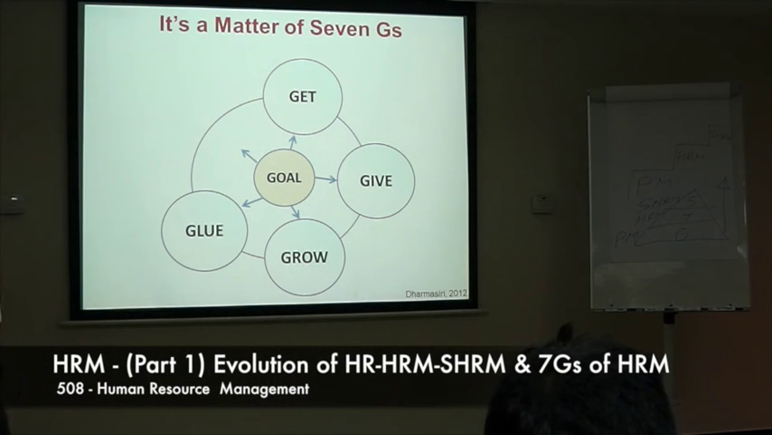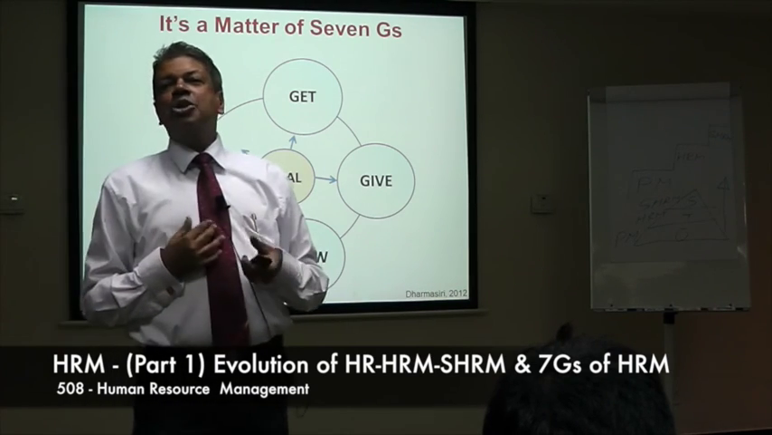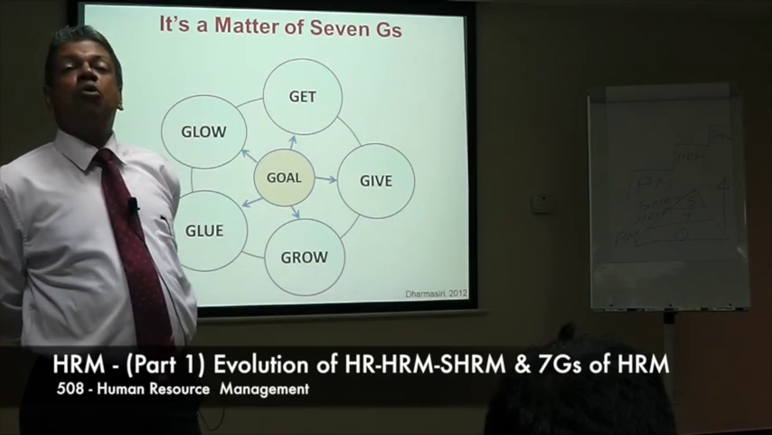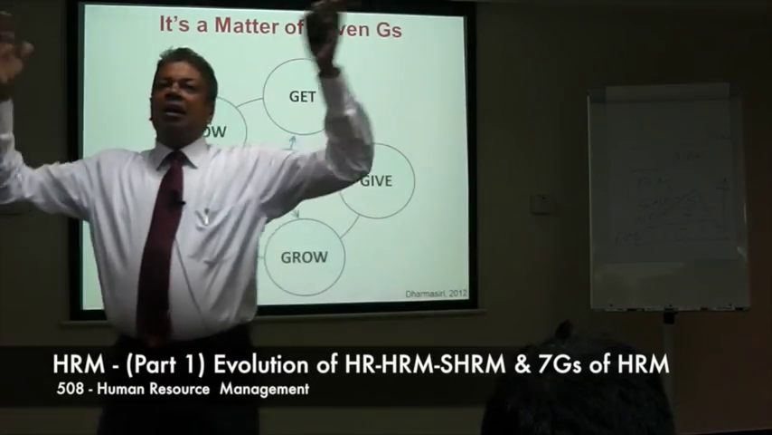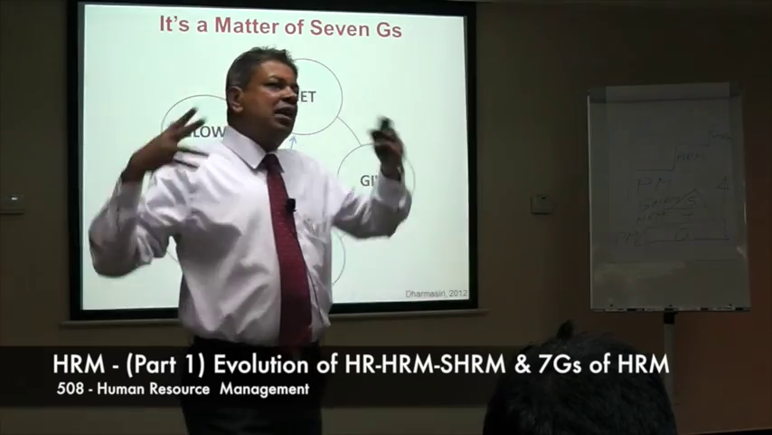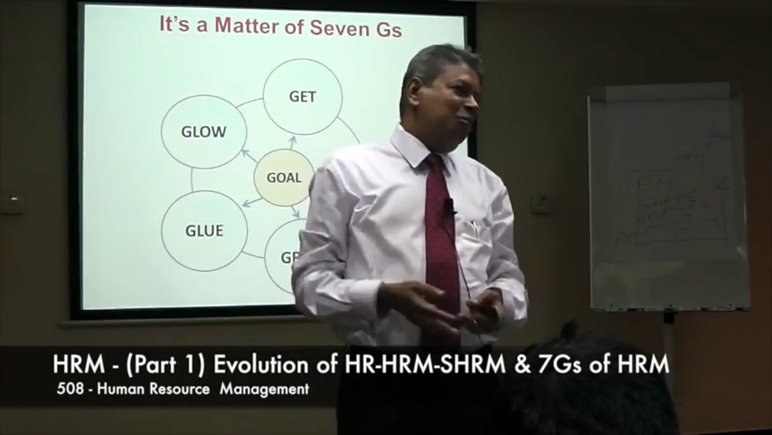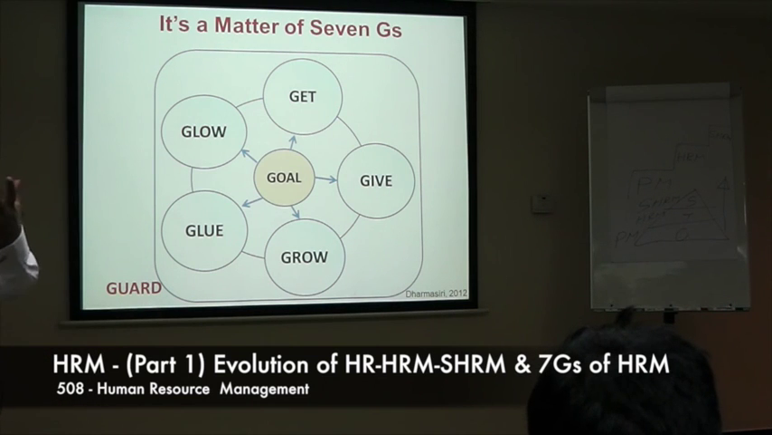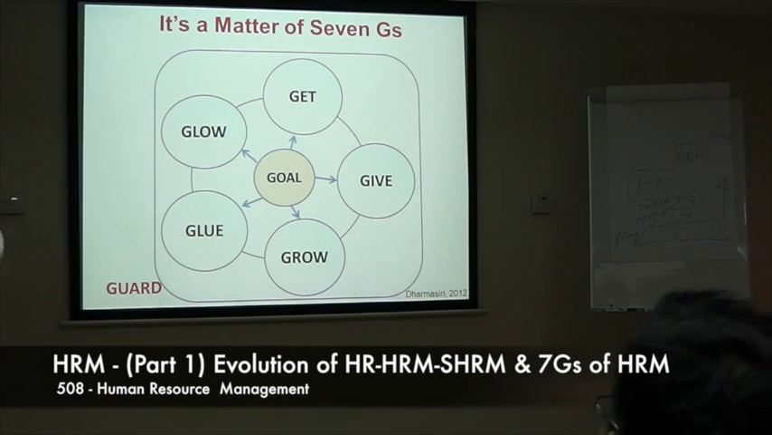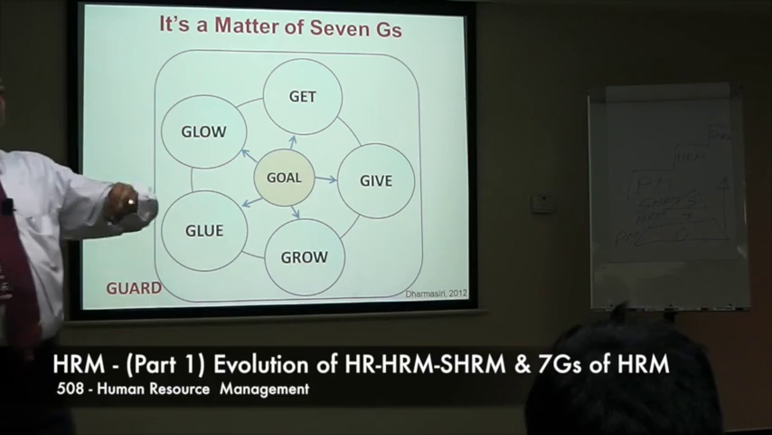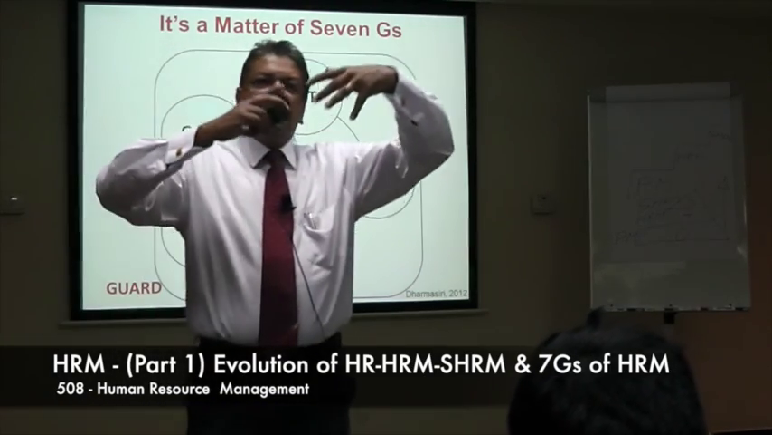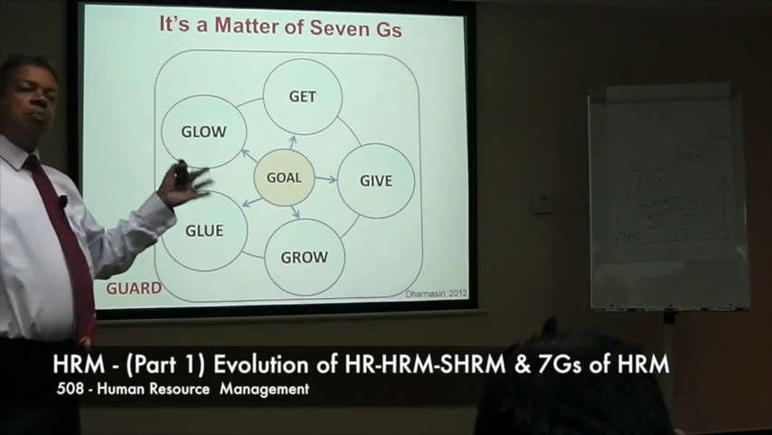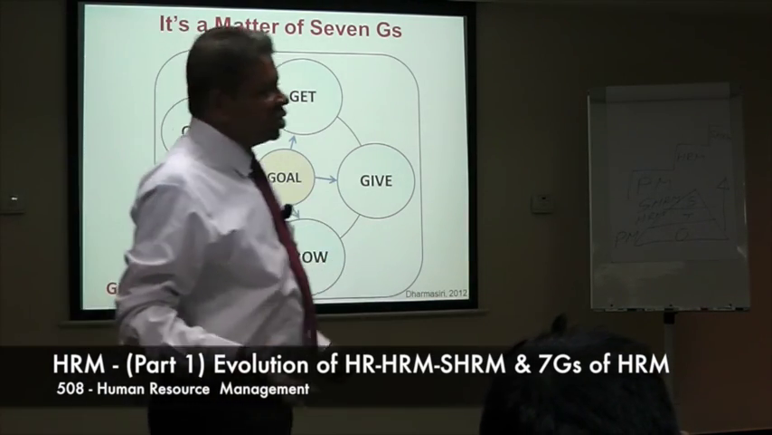Then we have glue. Employee engagement. Glue. How to glue people. Engaging employees. Then we have glow. What is glow? Performance. Shining. People shine in showing their true colors. That's why we say glowing. Showing their real contribution. And then we have one more G, which is guarding. Guarding means disciplining, ensuring they are properly practicing the values, they are within the policy framework. All those things are captured in guard. So this is simply 7 Gs to describe what HR is.